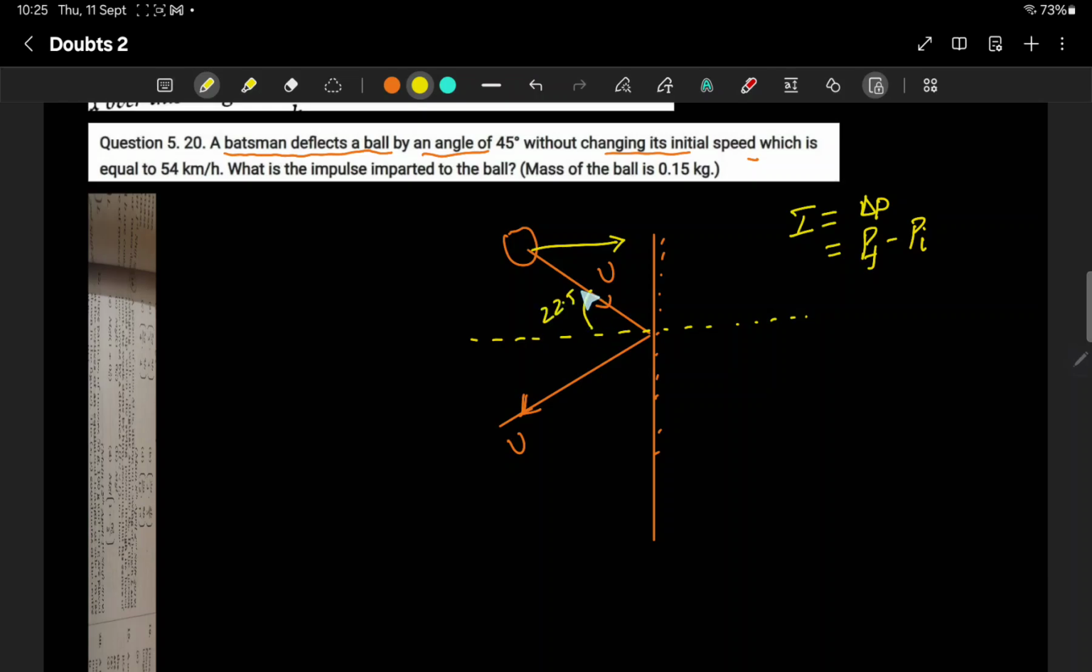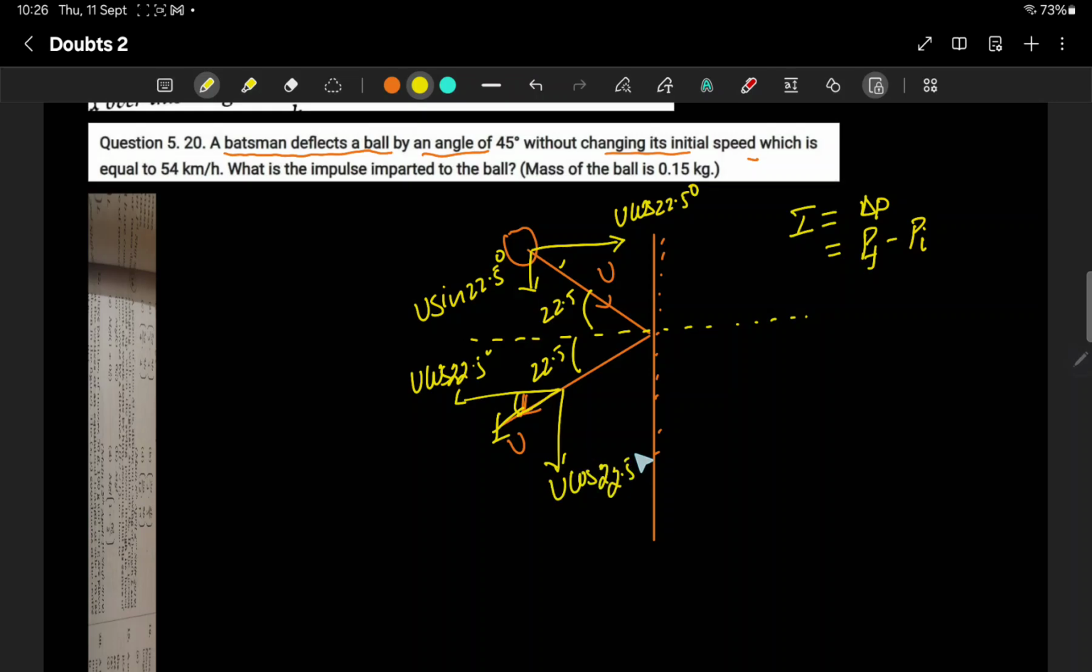Here 45 degree, if you divide this, I can mark this angle as 22.5 and this is 22.5. If you resolve this, what you will get? This is also 22.5. This is u cos 22.5 degree and this will be u sin 22.5 degree. Same like that here, if you resolve this vector into its components, here this is 22.5 and here also it is 22.5 and this will be u cos 22.5 and here this is u cos 22.5 degree.